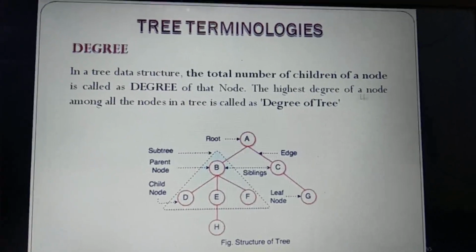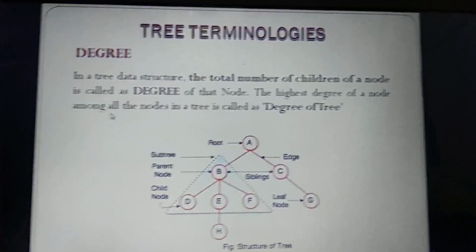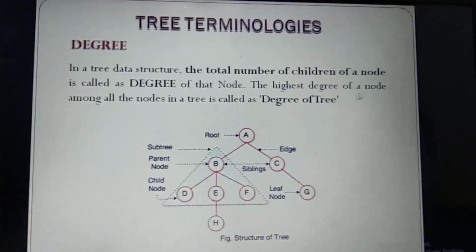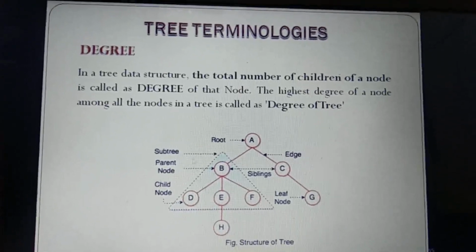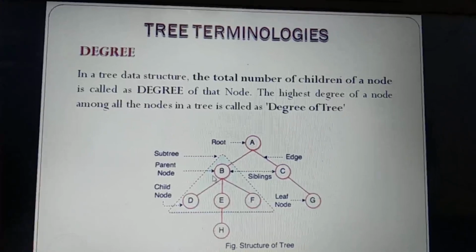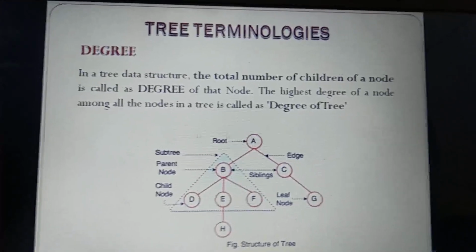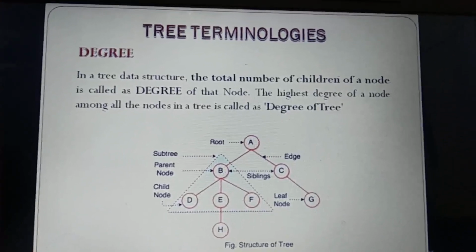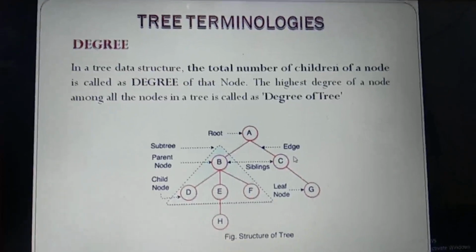The highest degree of a node among all the nodes in a tree is called the degree of the tree. The degree of this tree is 3 because the maximum number of children is 3, for the parent B. So the degree of the node B is the degree of this tree, since it has the maximum children.